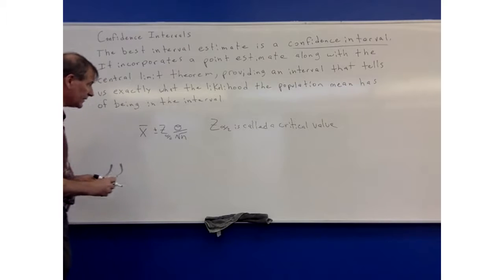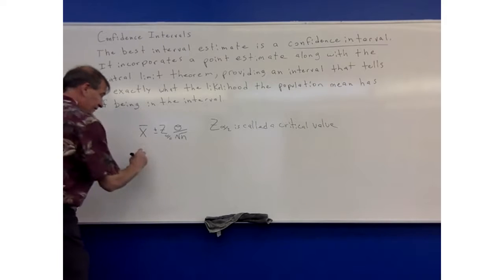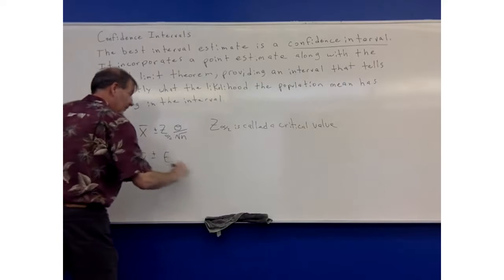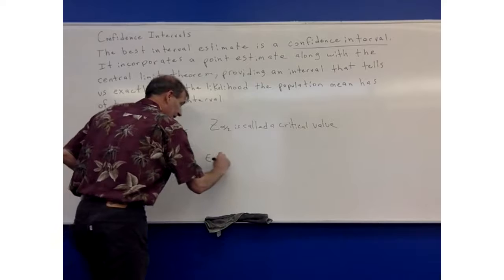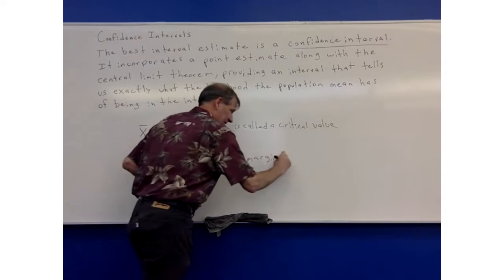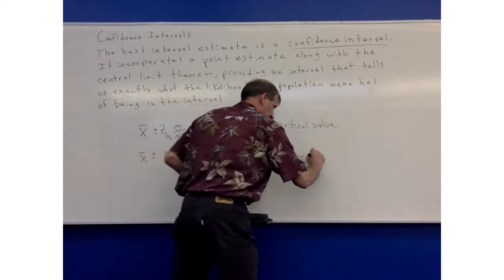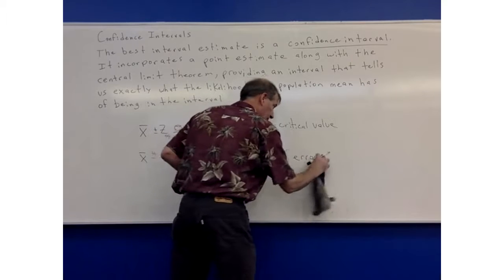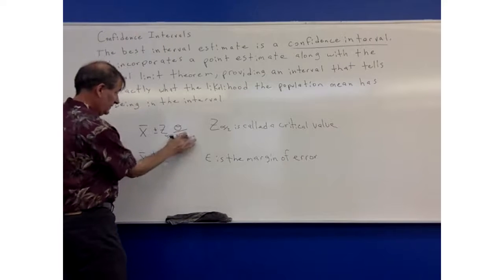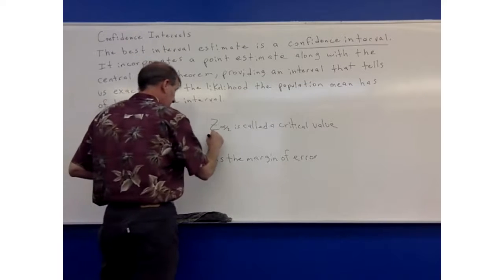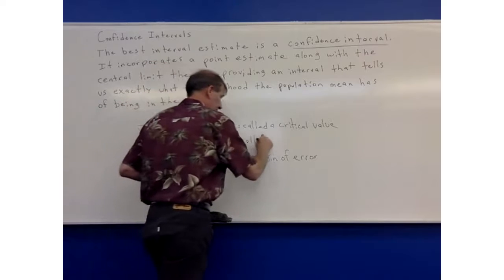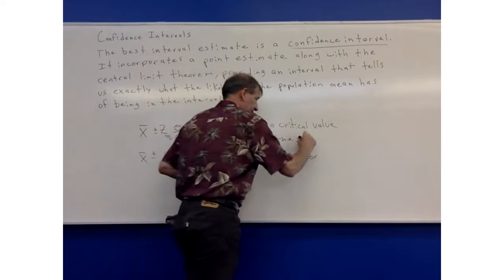Now, let's go back and look at this again. This is x bar plus or minus e, where e is the margin of error. And if you want to look at just this right here, sigma over the square root of n is called the standard error.